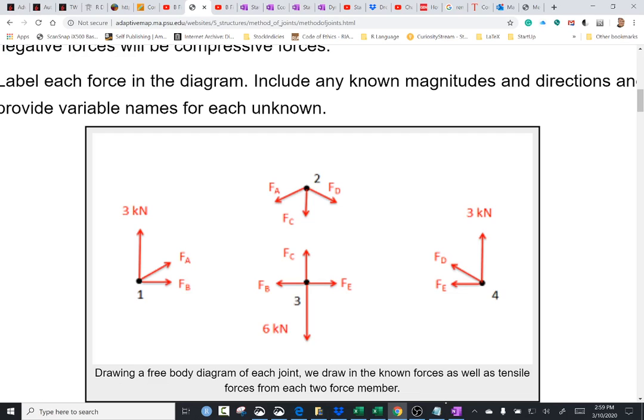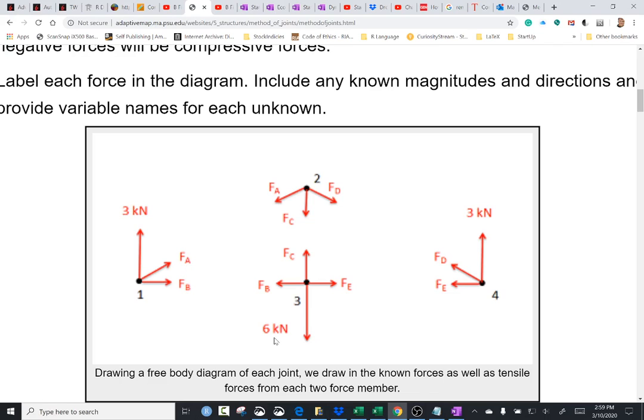So, with that in mind, hang on, I'm trying to adjust the volume here. With that in mind, how do you determine FA?